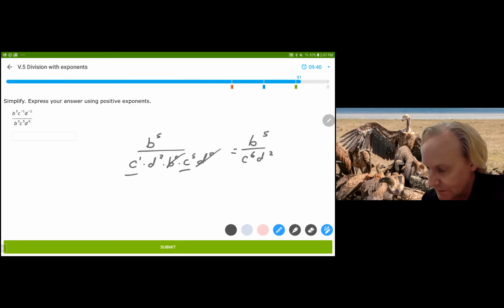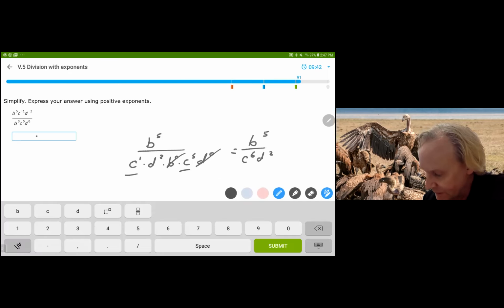And there it is. From now on, I'm not going to write any of my, I should put the fraction. There we go. B raised to the 5th. And in the denominator, we have a C raised to the 6th.